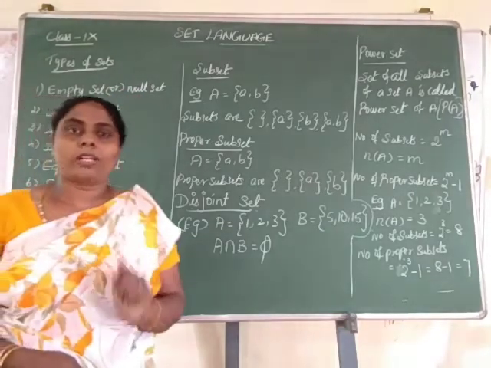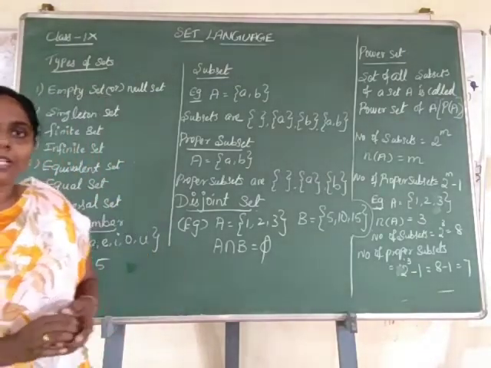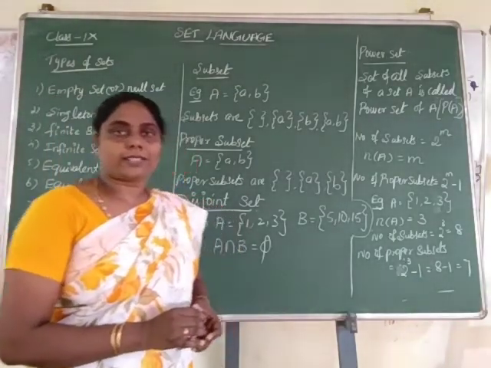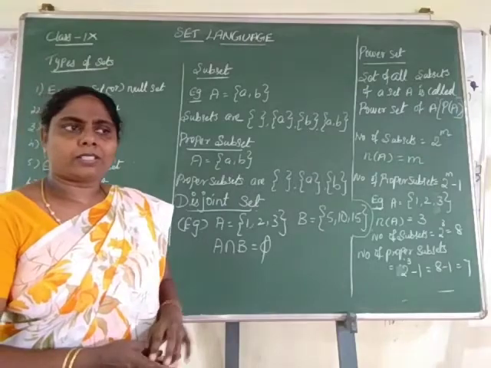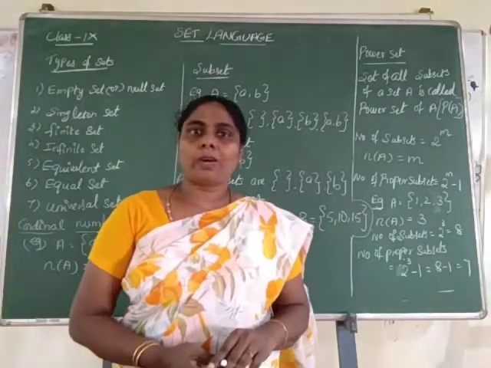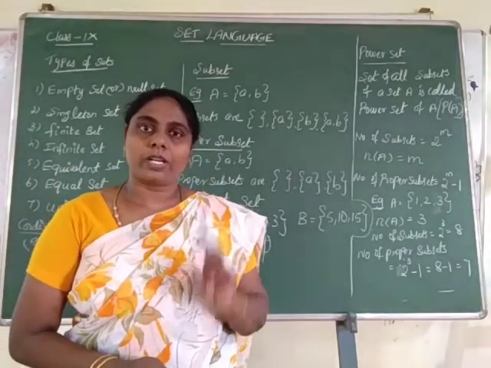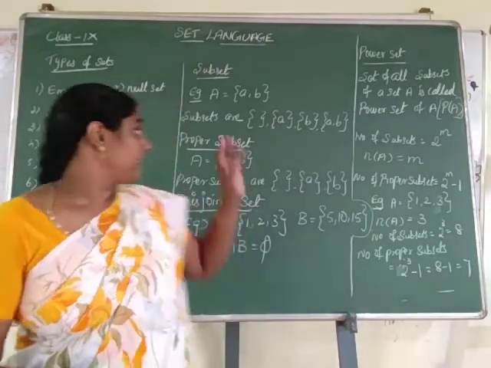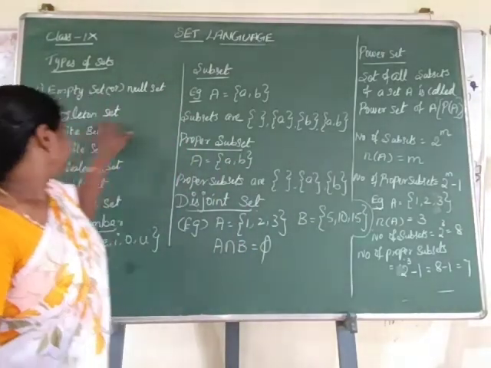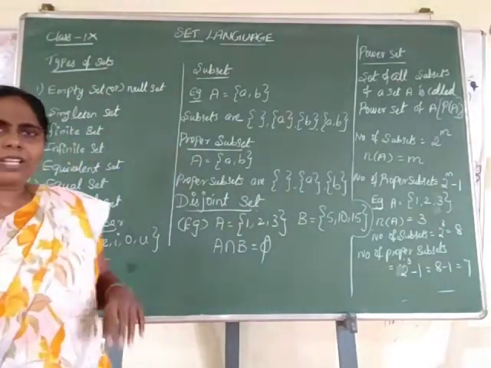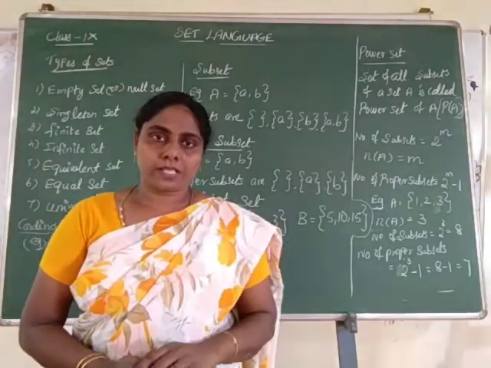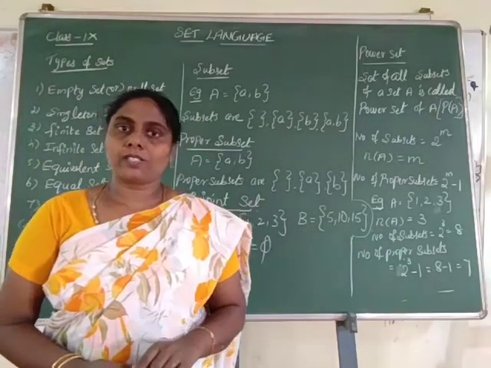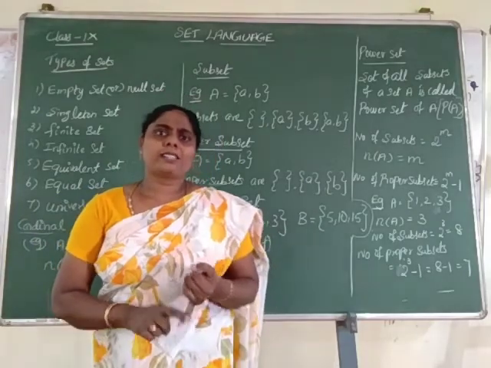If there is only one element present inside the set, you have to say that is a singleton set. That means only one element. If you take an example, the only even prime number, that is 2 only. So it is a singleton set. That is the second one. And the third one is finite set. If there are a finite number of elements present inside the set, you have to say that is a finite set. Finite means that it is countable.